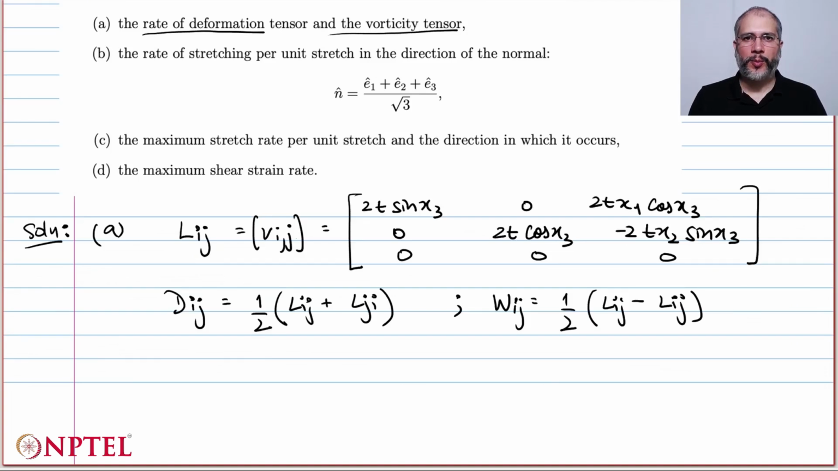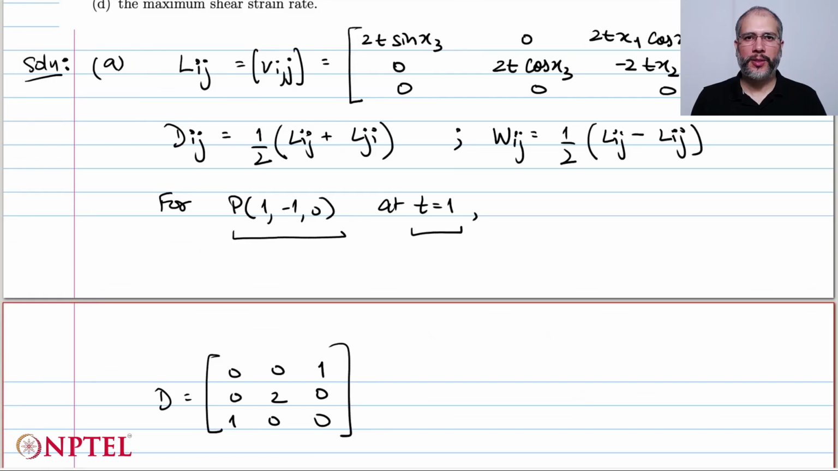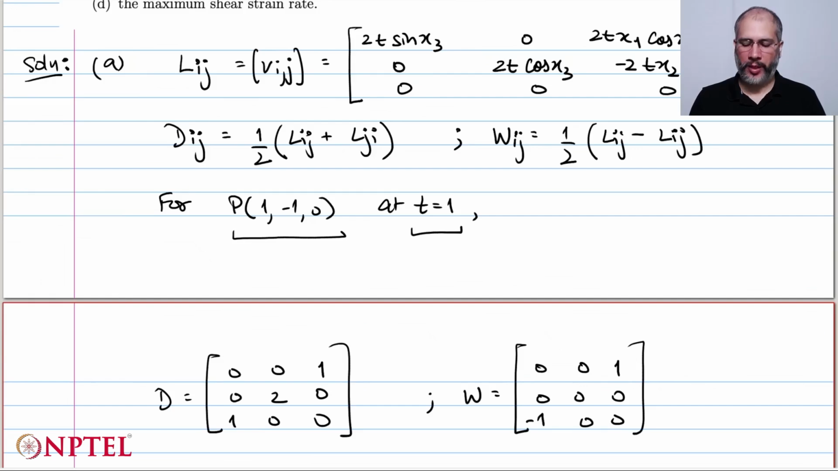Now since we are provided with a point and a time, rather than keeping D and W expressions general in x and time, we will substitute the value for the point coordinates and time to simplify the calculations. So for this point at time t equal to 1, we get the rate of deformation tensor D as this, and the vorticity or the spin tensor as this. And you can check that D is symmetric and W is skew symmetric.